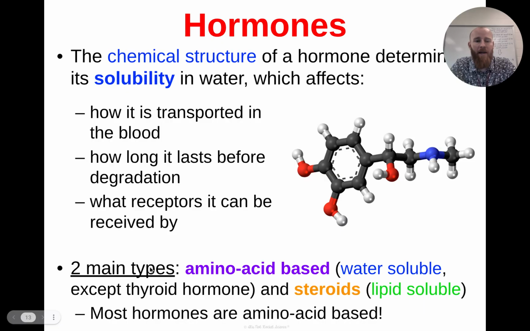You have two main types. We've got the ones that are amino acid or protein, those little building blocks of protein. Amino acid based, which are water soluble, meaning they will dissolve in water. This applies to all of your water soluble hormones except for thyroid. And then you have steroids, which are lipid or fat soluble. That applies more to those lipid bilayer membranes.